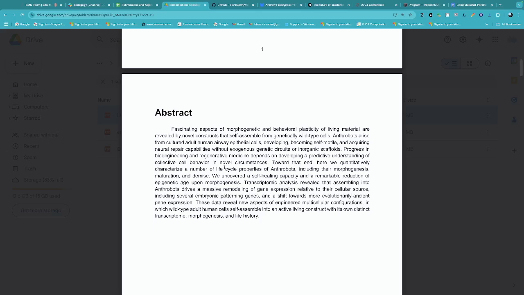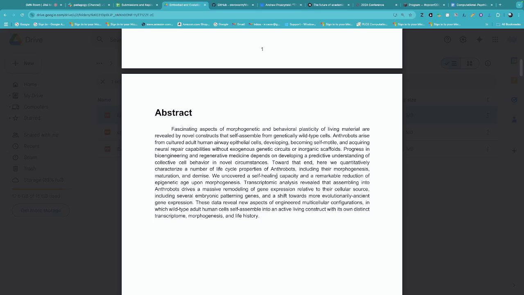Towards that end, here we quantitatively characterize a number of life cycle properties of Anthrobots, including their morphogenesis, maturation, and demise. So they look at the life cycle of these cells, the morphogenesis of the cells into this specialized cell type, the maturation of the cell type, and then the demise or the apoptosis of the cell type. This is a differentiated cell. It will divide for a certain number of divisions, and then the cells will go apoptotic. So there's this life cycle that we have to be aware of.